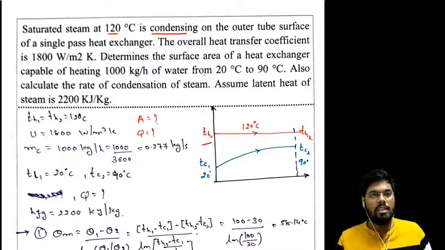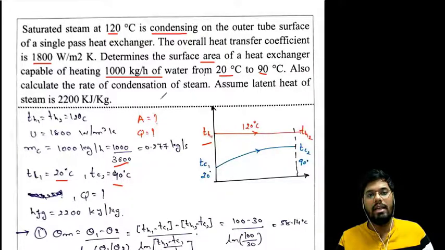The overall heat transfer coefficient is 1800 watt per meter square Kelvin. So this is our value of U. Determine the surface area. So the area is unknown for the heat exchanger, capable of heating 1000 kg per hour of water. So water is our cold fluid. This is the mass flow rate of water, which is mc. It is in kg per hour, we need to convert it to kg per second, so dividing by 3600. From 20 degrees to 90 degrees Celsius, this is our Tc1 and Tc2. So Tc1 is 20, Tc2 is 90 degrees Celsius.